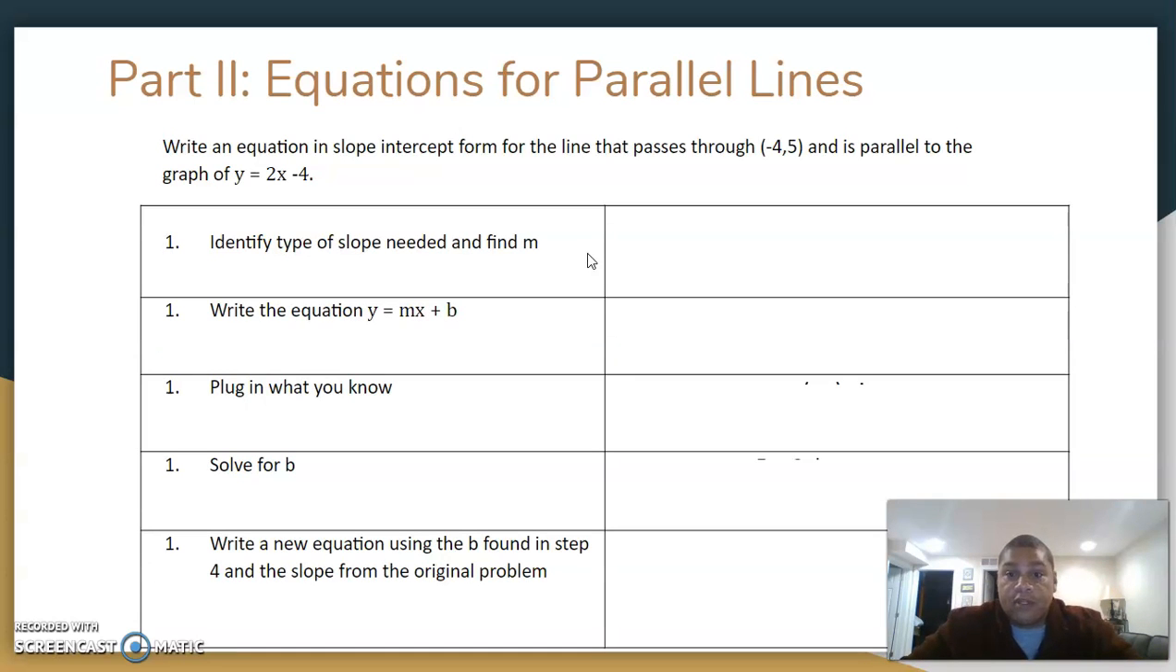Here we go. These are the types of problems you're going to get. It's going to say, write an equation in slope-intercept form for the line that passes through this point, in this case (-4, 5), and is parallel to the graph of y = 2x - 4.